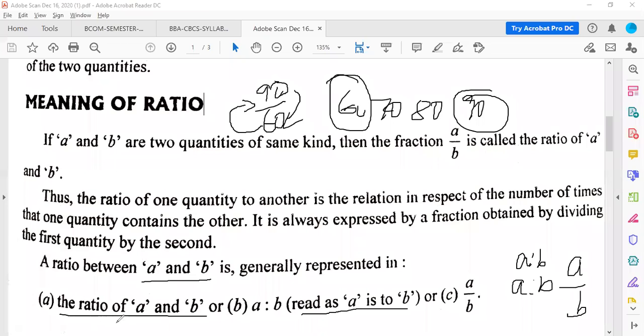So that is the meaning of ratio, where we compare two quantities of the same kind, where the fraction A by B is there, and we read that as A is to B or A by B. Any doubts in the meaning part here?